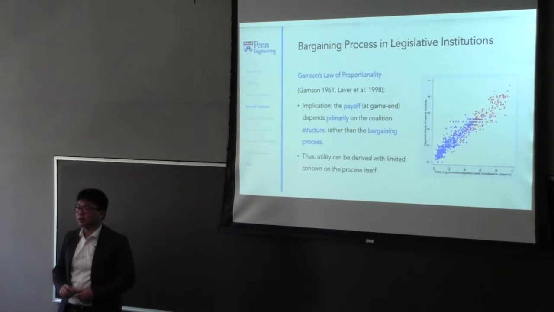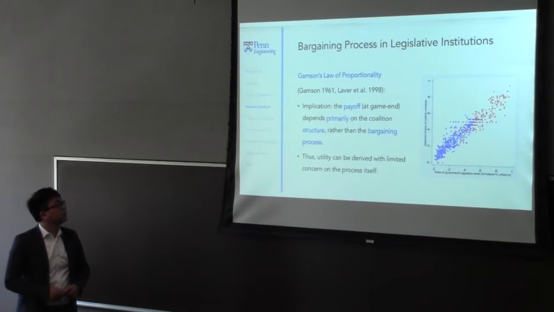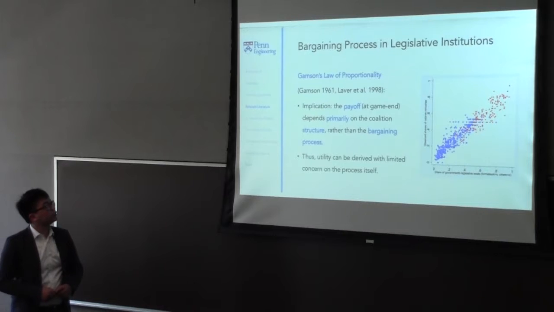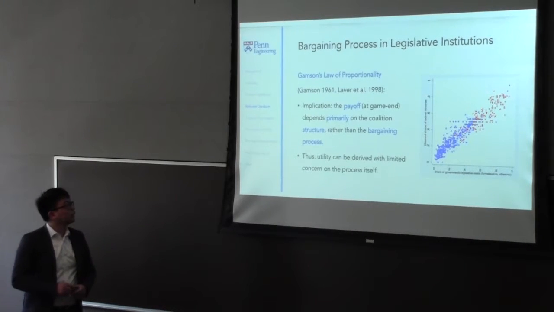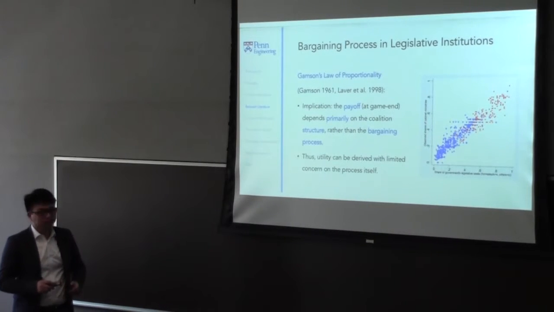There's another thing that is actually interesting in the legislative literature: the bargaining process. We'll skip the detailed rules about bargaining and just talk about one finding, Gamson's law of proportionality. The implication is that the payoff at the end of the game depends primarily on the coalition structure rather than the bargaining process itself.